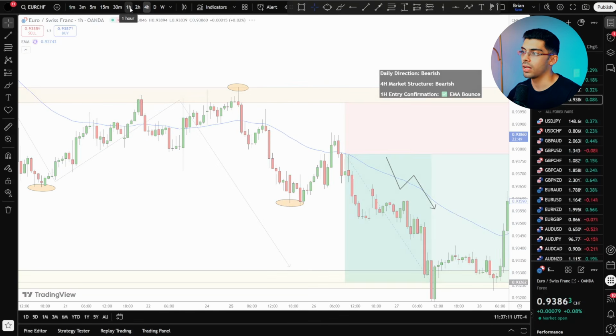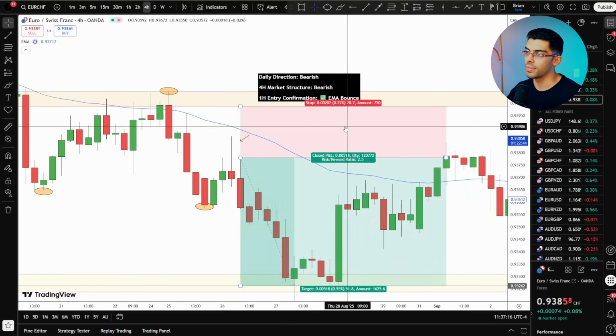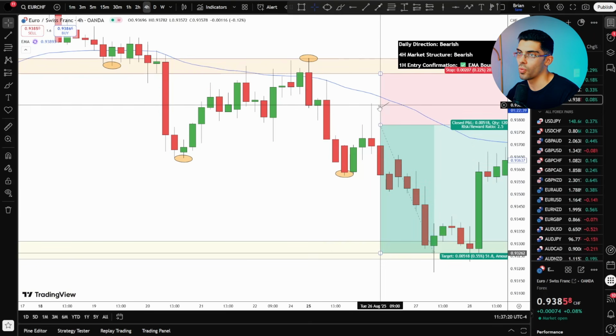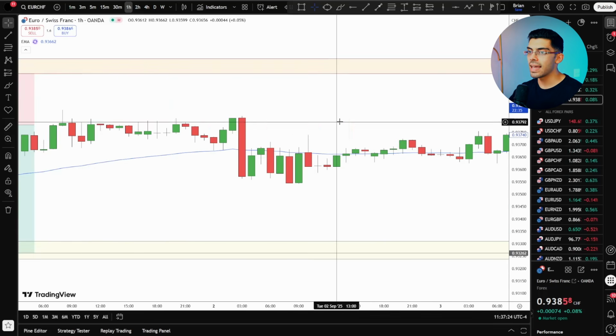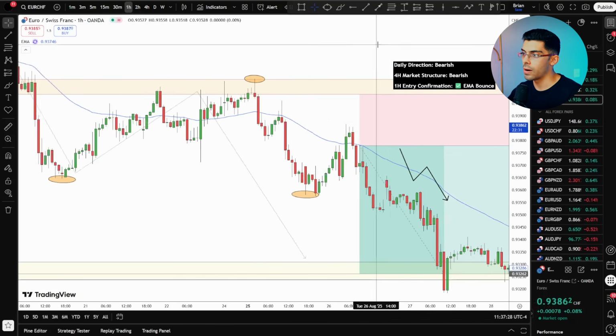I also saw a rejection wick on the 4-hour, even though that's not technically part of the strategy. It is something that I used. I saw a rejection wick on the 4-hour instead of on the 1-hour, but it's still an additional confluence. So we got that EMA bounce, which was my entry confirmation for this trade on that 1-hour time frame.